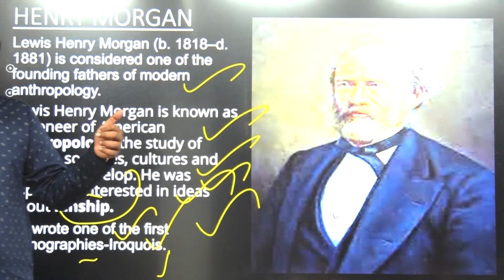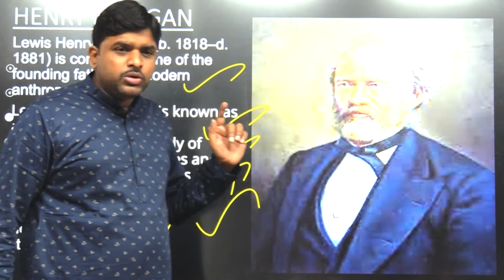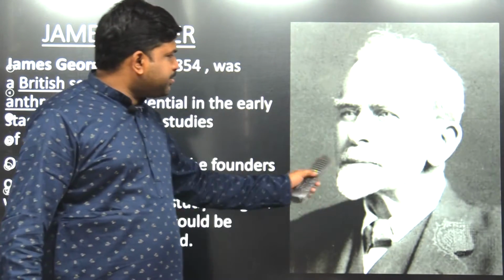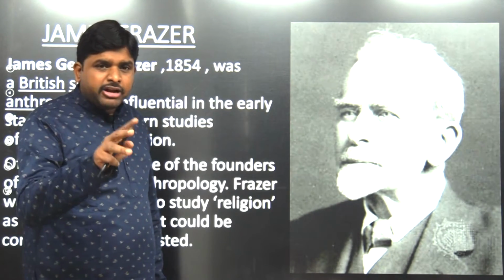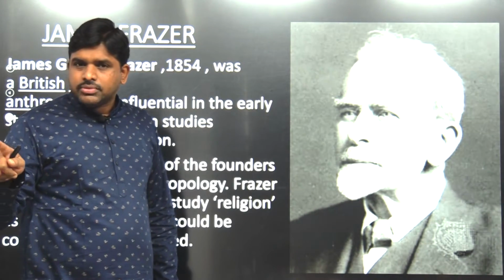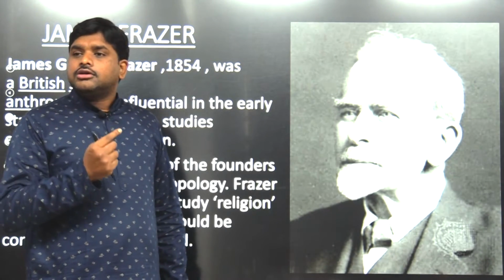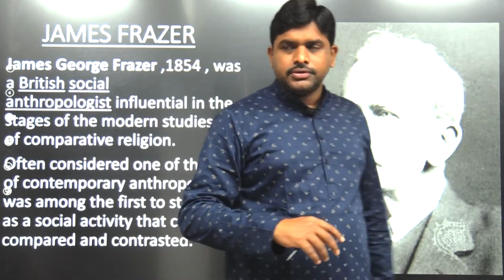So, the first person is E.B. Tylor, who is a Britisher. The second person is Henry Morgan, who is an American. And third is James Fraser. These three people are part of classical evolutionism. He is a British anthropologist.